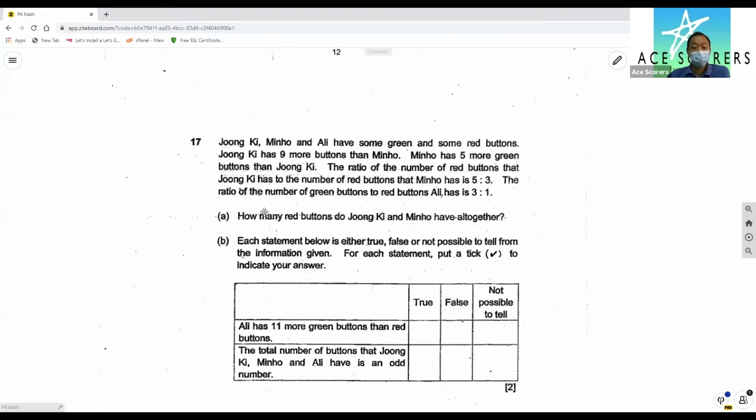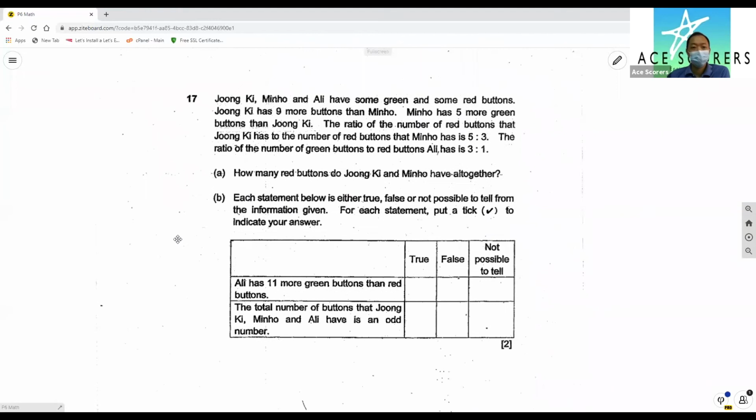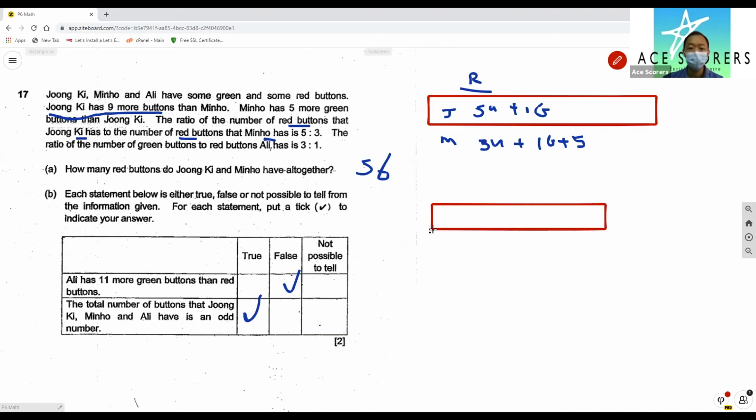Okay, this I think y'all can try. Let's take some time to do. No idea. What do you get? False, not possible to tell, and 36. False. And Ming Ho. Ming Ho at the bottom.